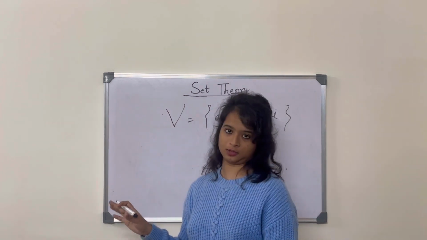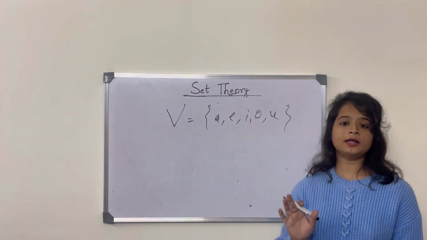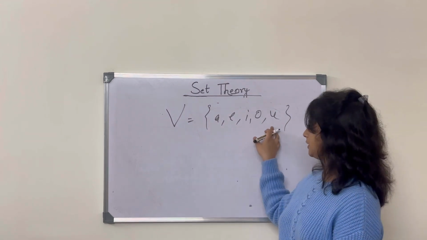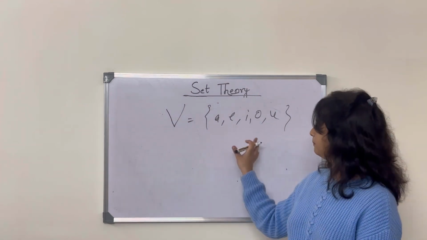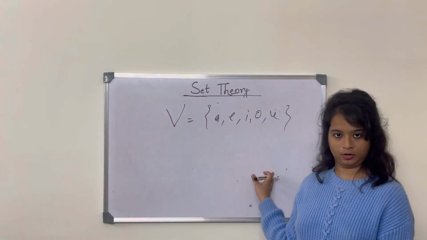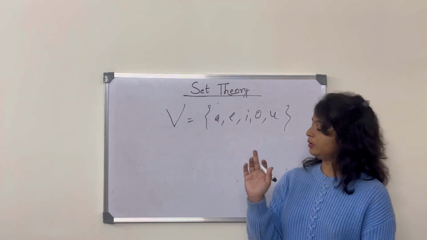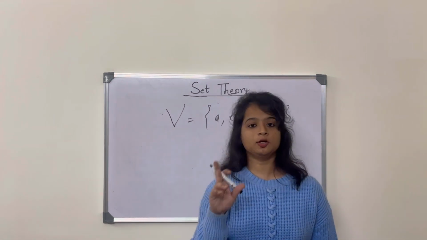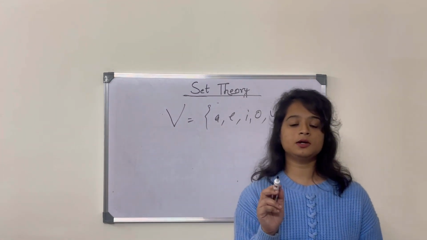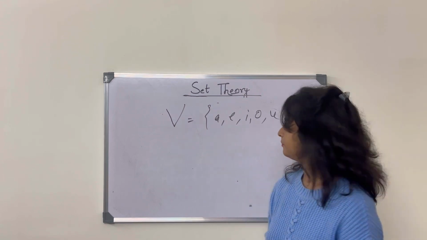Next, property method. When we are not aware of the elements of the set, or we don't want to represent the set by this tabular method, okay, then we will represent the set by the rule which the elements of the set are following.